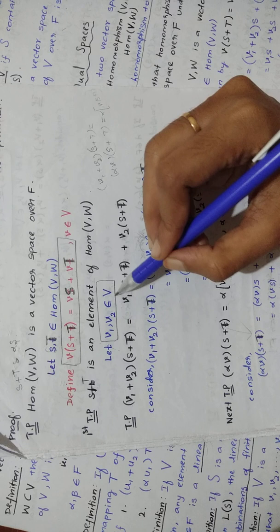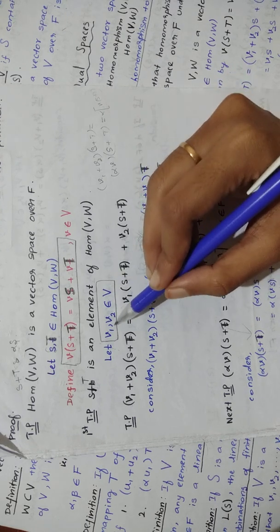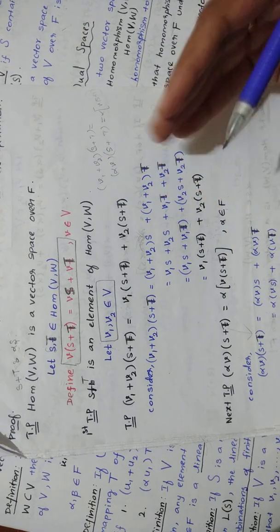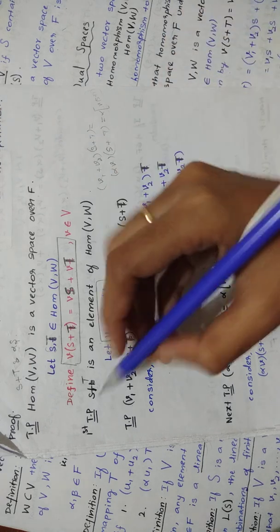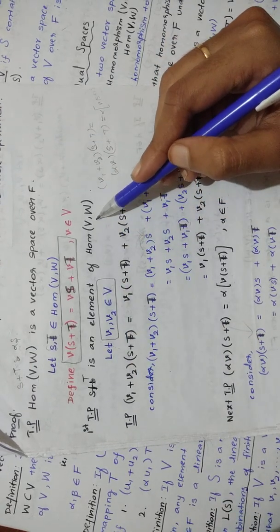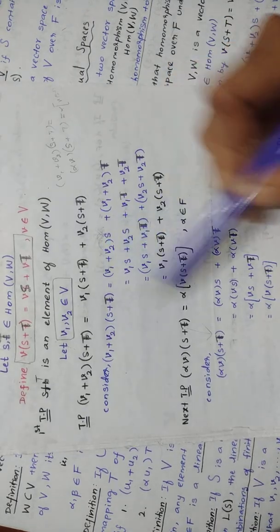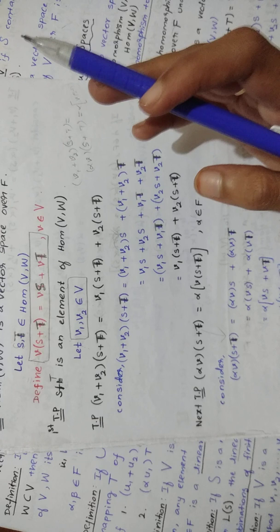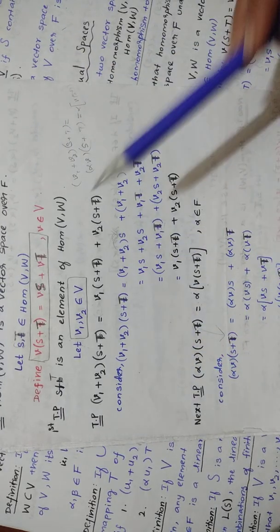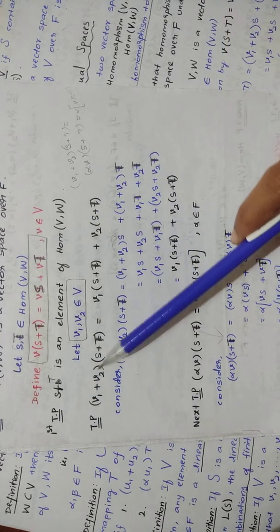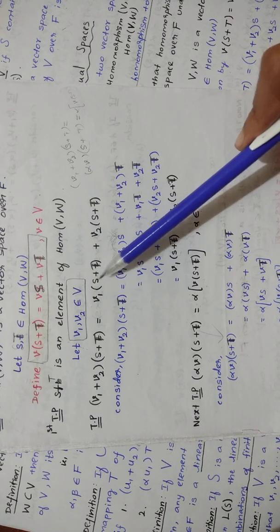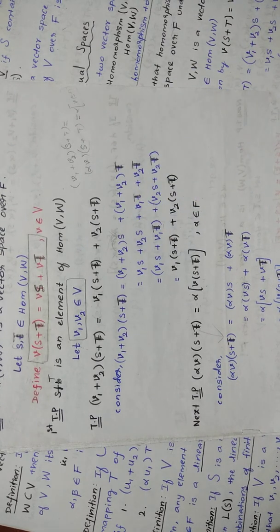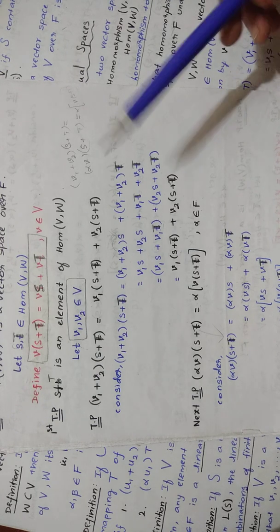The reason for taking these two elements from the vector space V is, you will use them in the homomorphism conditions. If you want to say S plus T is an element of homomorphism of V comma W, you have to prove two conditions. If these two conditions are satisfied, then you can say S plus T is an element of homomorphism of V comma W. So let's start. This is the first condition, and after proving this, you have to prove the second: V1 plus V2 of S plus T is equal to V1 of S plus T plus V2 of S plus T. These are the conditions for homomorphism, which we learn in the definition of homomorphism in the vector space. So let's proceed.